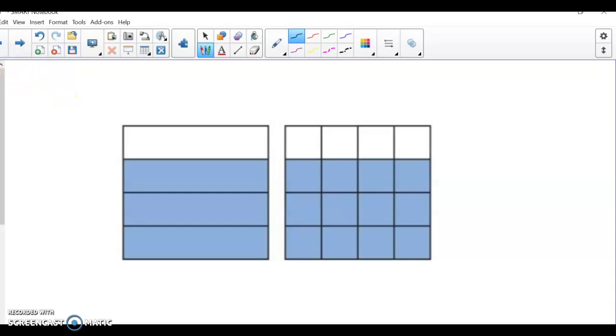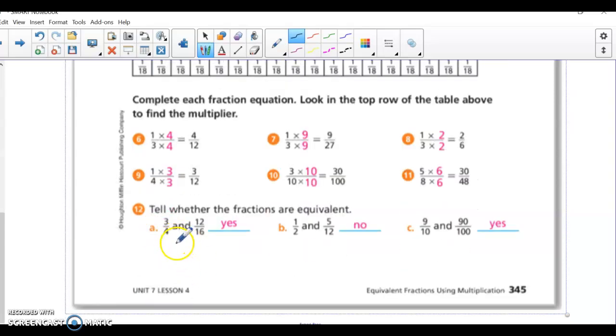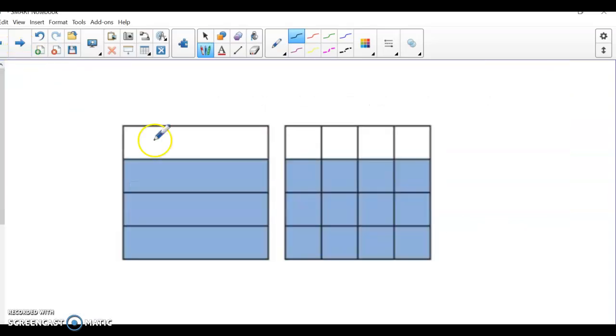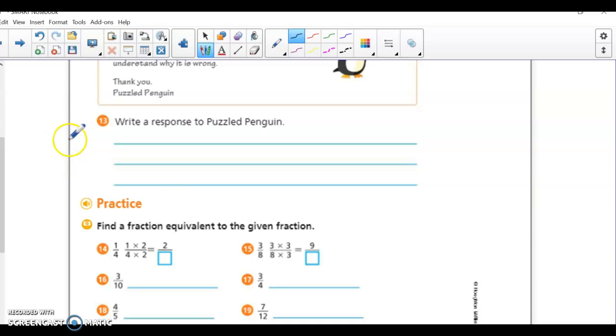This would be another way to show the answer for 3/4 and 12/16, right? They made their fourths 16 pieces. That's kind of like what I showed with the 2/3. So you can see it's the same amount of blue shaded in. Here we just cut the whole into 16 pieces on this side and only 4 on this side. Okay, so now you're going to go ahead and continue working.